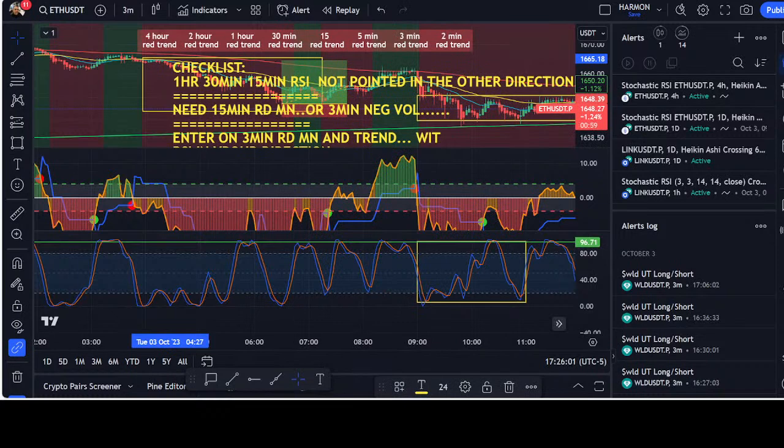All right, guys, that is it. Follow those steps every single time, guys. This is the only way we enter a trade. This is the enter trade system. It's the only way we enter a trade.